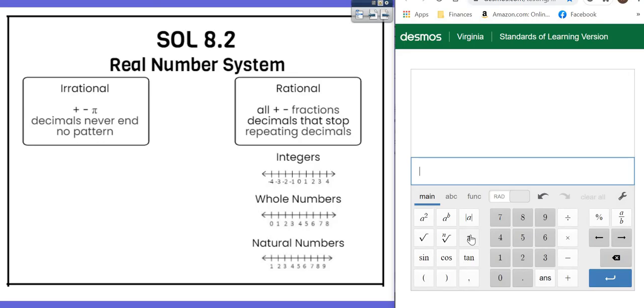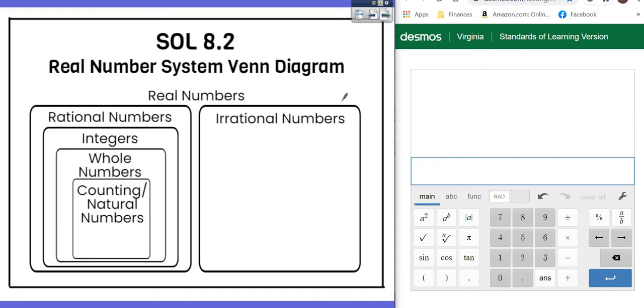Natural numbers are the numbers you learn when you are a baby. 1, 2, 3, 4, 5, and you just keep going higher and higher and higher. The only difference between natural numbers and whole numbers is that whole includes the 0.